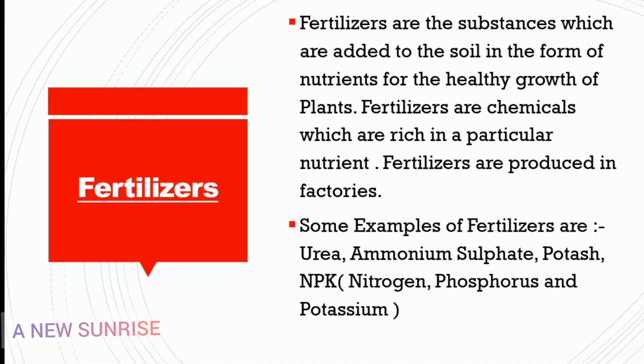Next comes fertilizers. Fertilizers are the substances which are added to the soil in the form of nutrients for the healthy growth of plants. Fertilizers are chemicals which are rich in a particular nutrient. Fertilizers are produced in factories. Some examples of fertilizers are urea, ammonium sulfate, potash, and NPK, that is nitrogen, phosphorus and potassium.